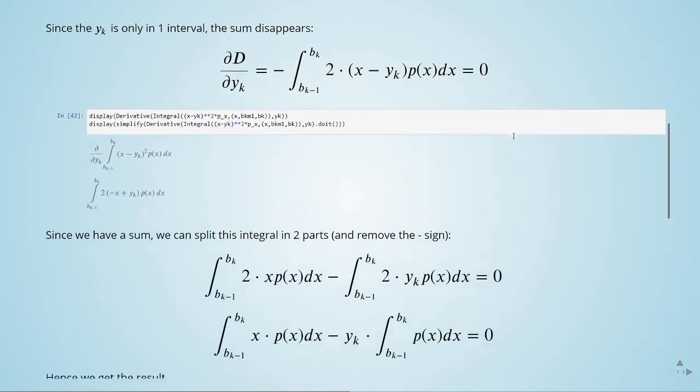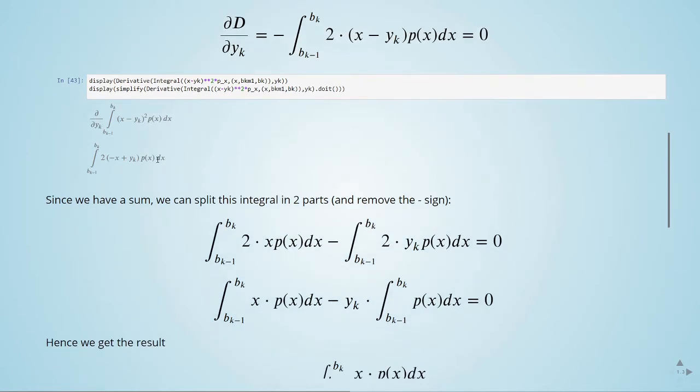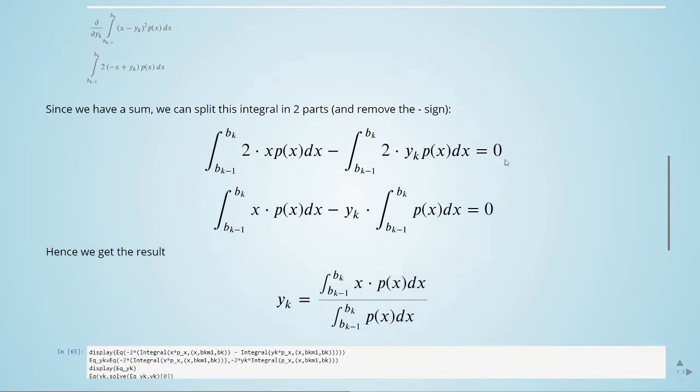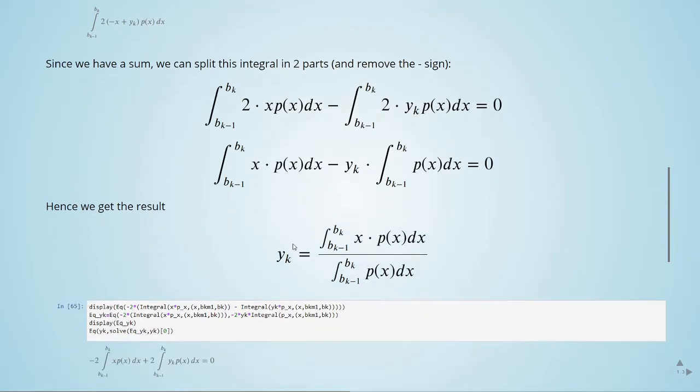similar to this one. Now we have a sum. So we have this minus 2x p of x dx, and there is a sum here. We can split this integral in two parts. This is what we are doing here, and we get the final result that y of k is this numerator and this denominator going from b of k minus 1 to b of k.